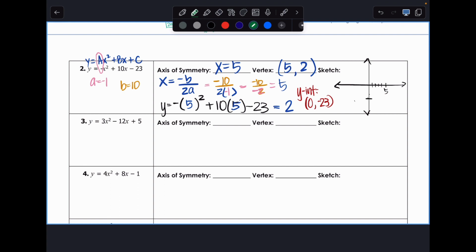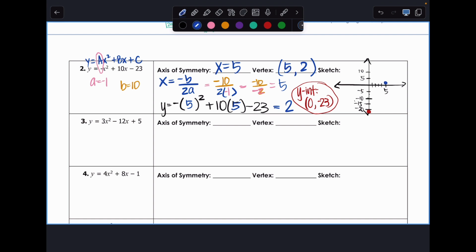That's 5, but I'm going to make this my 5 on the y-axis. 5, 10. So that's negative 5, negative 10. So this would be negative 20. So the y-intercept will be at 0, negative 23. It's an estimate. It's not exact. 5, 2 will probably be slightly above that 5.